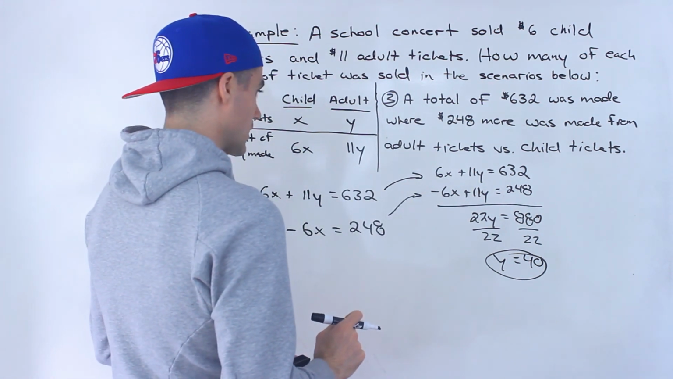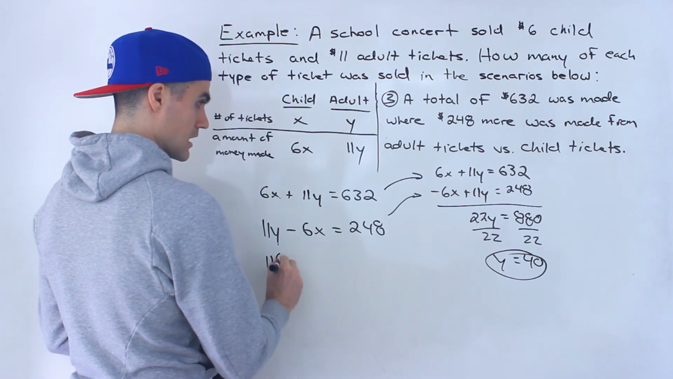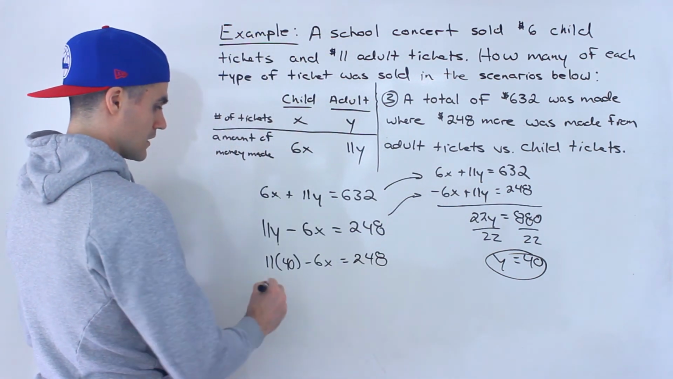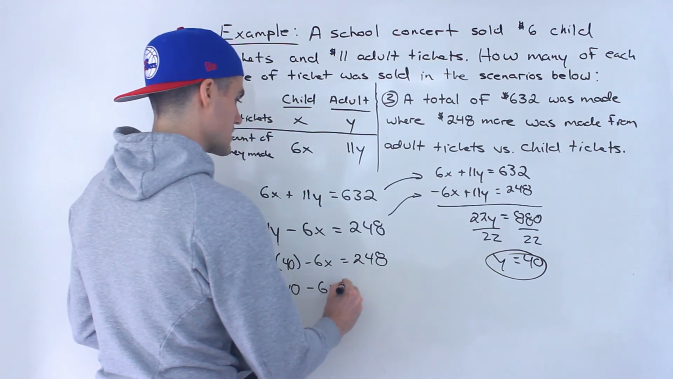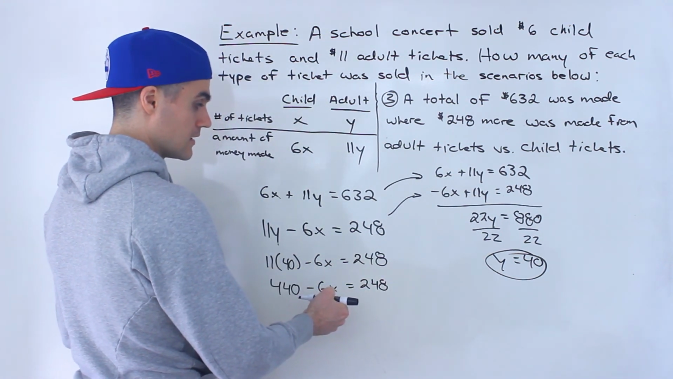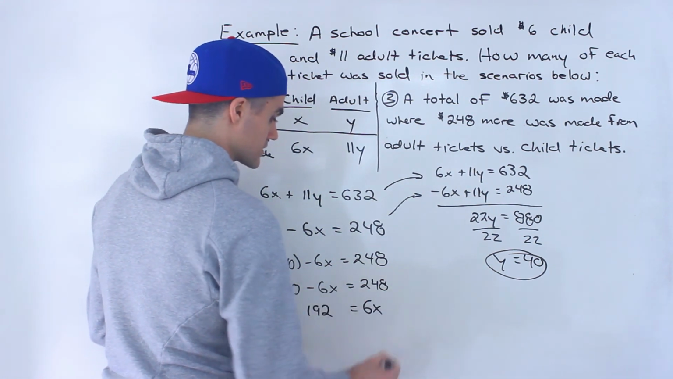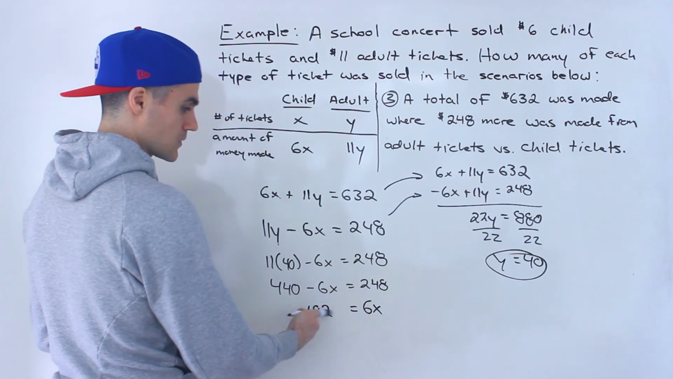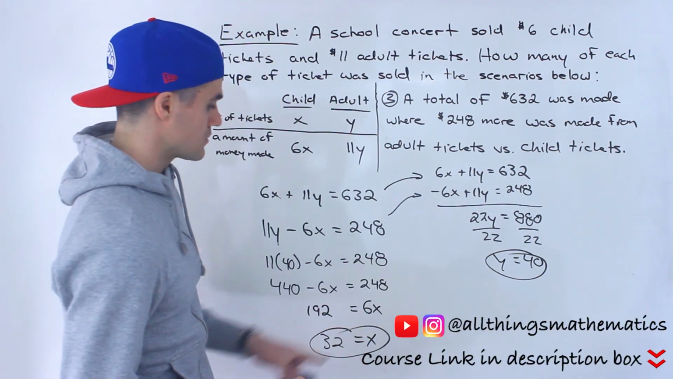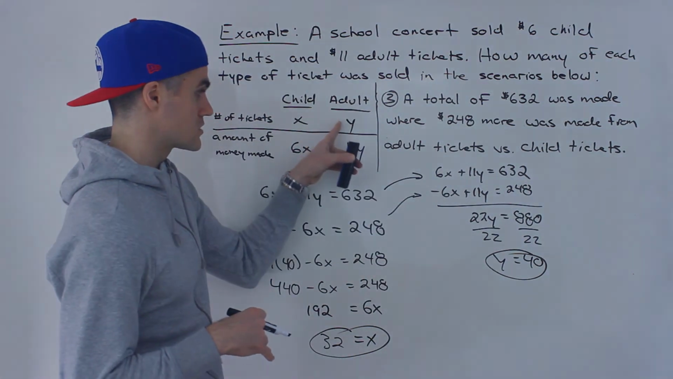And then what we could do is, let's plug it into one of these. So let's plug it into this one. We'll have 11 times 40 minus 6x equals 248, like that. And so here we would end up with 440 minus 6x equals 248. We can bring this over, so we'll have 440 minus 248, which would give us 192, and then the negative 6x comes over, that would give us positive 6x, like that. Right? 440 minus 248 is 192, divide both sides by 6, x would end up being 32. So those are the two solutions for the third scenario. So the number of child tickets sold was 32, the number of adult tickets sold was 40.